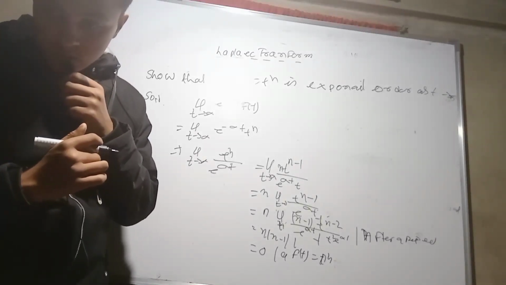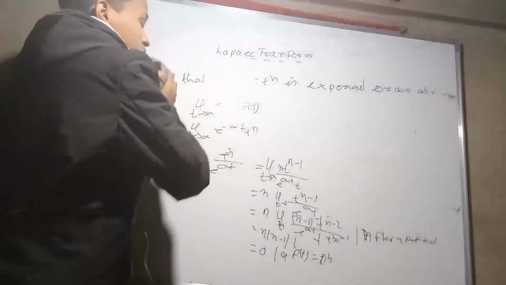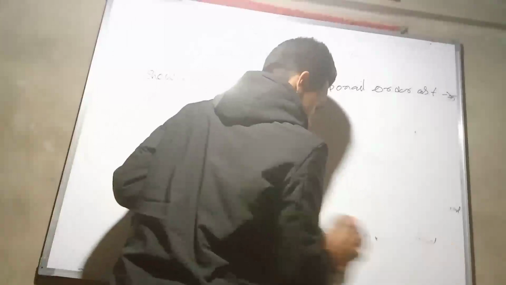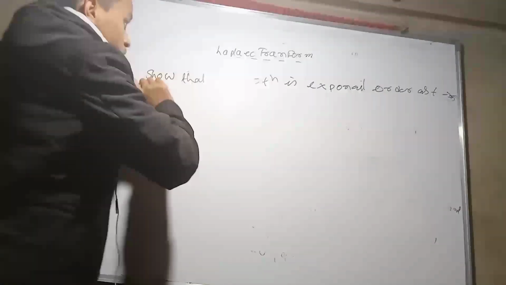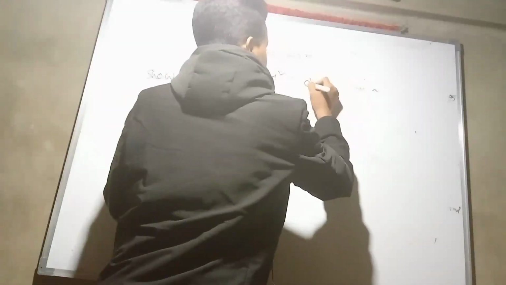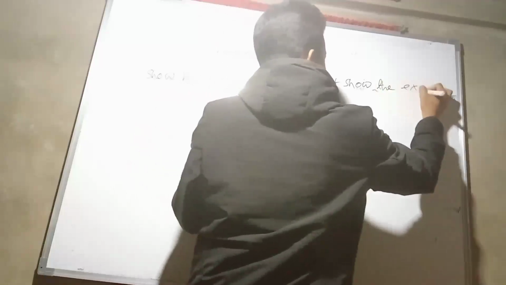Now there are other functions that do not show exponential order. So let's check the function. Show that f(t) equal to e^(t square) does not show exponential order. What do we get?